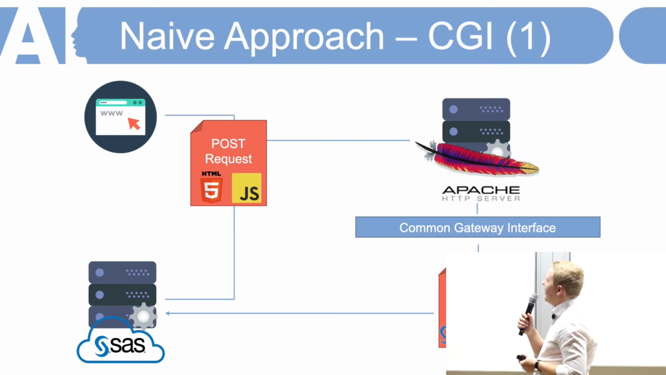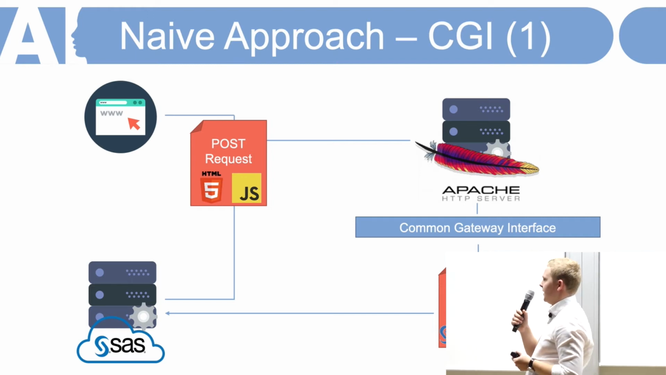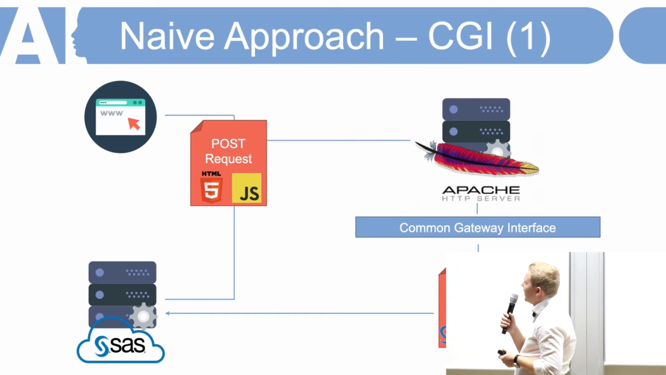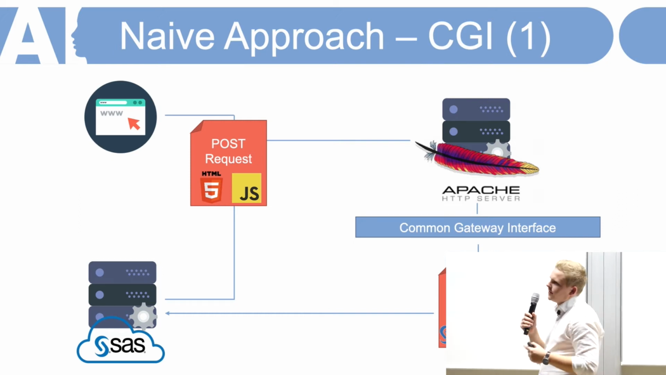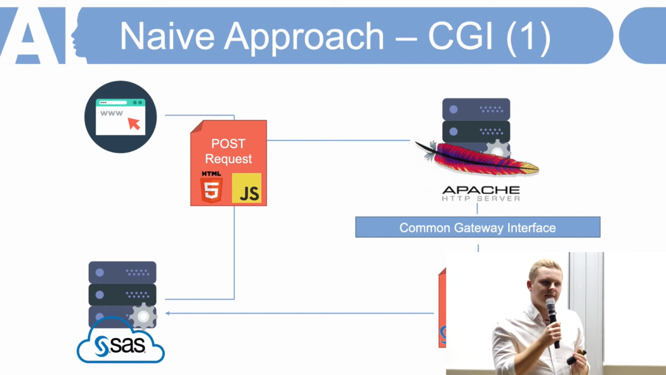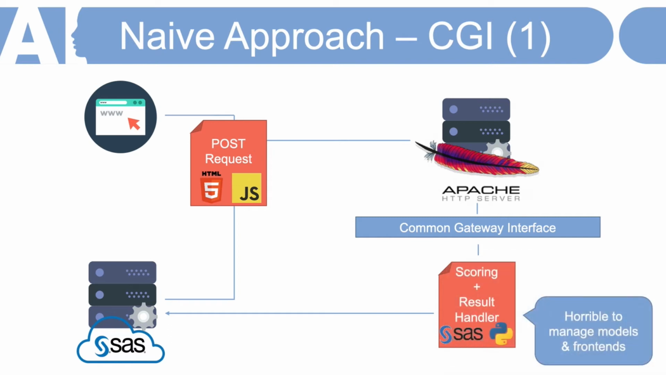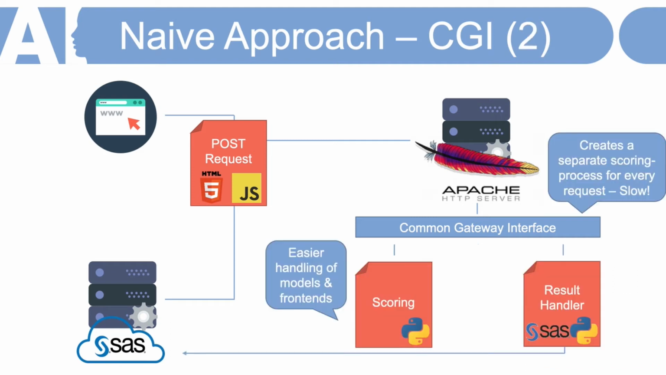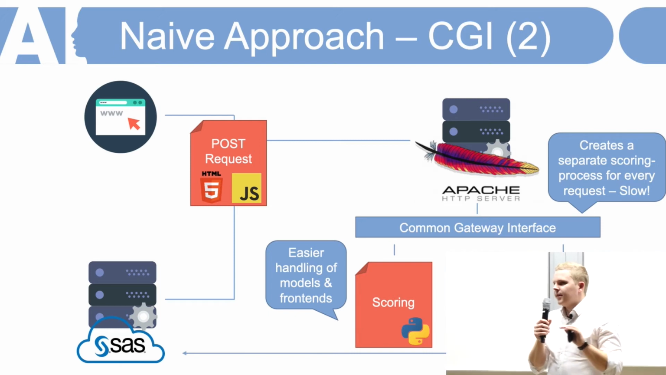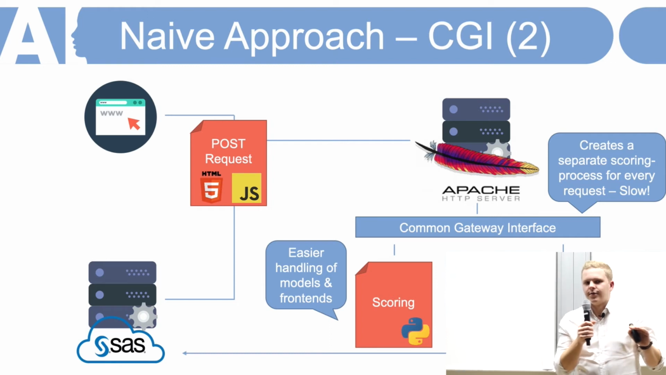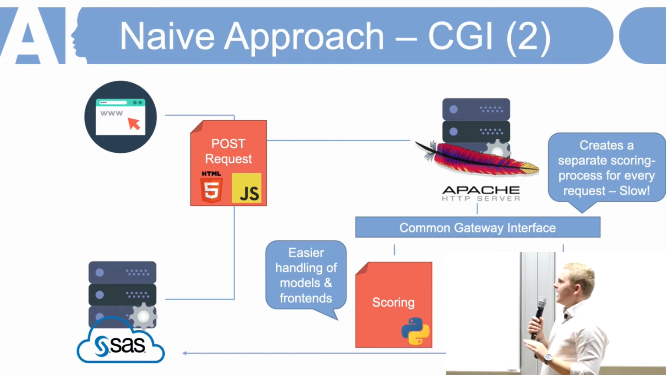However, it's not the best way to do so. Also, what I did in this case was I created a Python script which does scoring and handling the results in one file, and I can tell you it was horrible to manage this file. So in the next step, I split it in two parts. I have one scoring function, which was pure Python, and I had one result handler, which was able to handle these results and, for example, display it on a web page and display it in SAS and also store it in SAS. This became better.